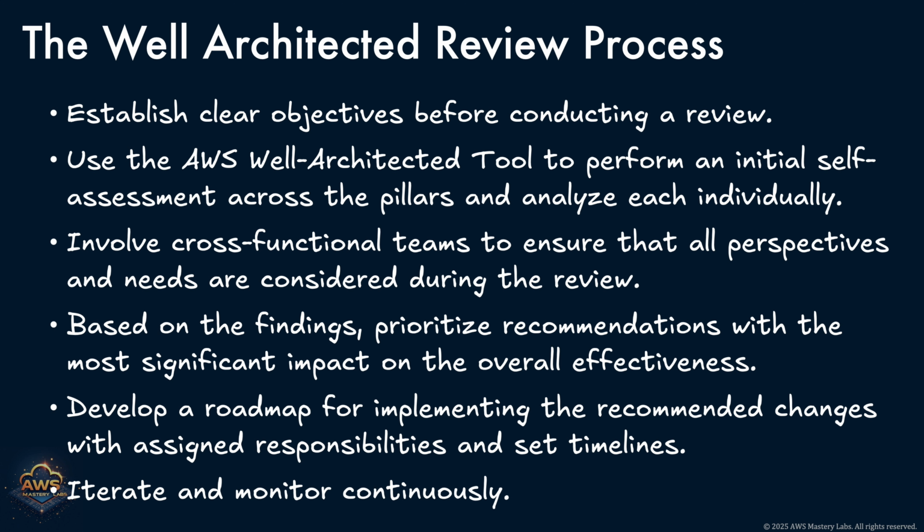During the review, you'll need to identify risks and issues. Look for underutilized resources, security vulnerabilities, scalability concerns, or inefficiencies that could impact your architecture's performance. Document these issues to address them later. Once risks are identified, prioritize recommendations. Focus on the most pressing issues first and implement changes that will have the greatest impact on your system's effectiveness. After prioritizing, create an action plan. Develop a clear roadmap with timelines, assigned responsibilities, and specific actions required to implement the recommended improvements.